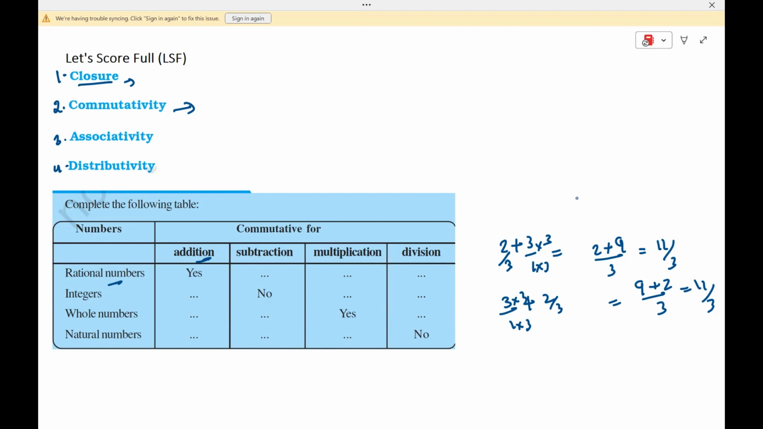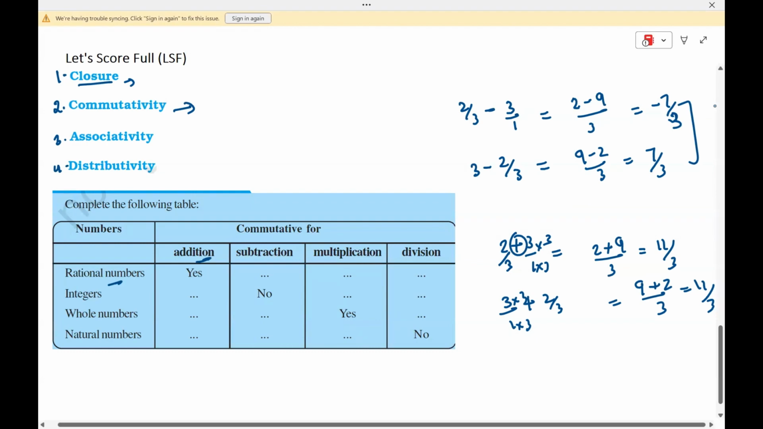Let's go for subtraction. So if I take these 2 numbers again, that is 2 by 3 and 3, and subtract them. Going the same way, it is coming 2 minus 9 because only the plus sign has changed to minus. It is coming -7 by 3. Sorry. And go for the reverse. That is 3 minus 2 by 3, which will be 9 minus 2 by 3, which is 7 by 3. We can say clearly they are not equal. So I will say rational numbers are not commutative for subtraction.